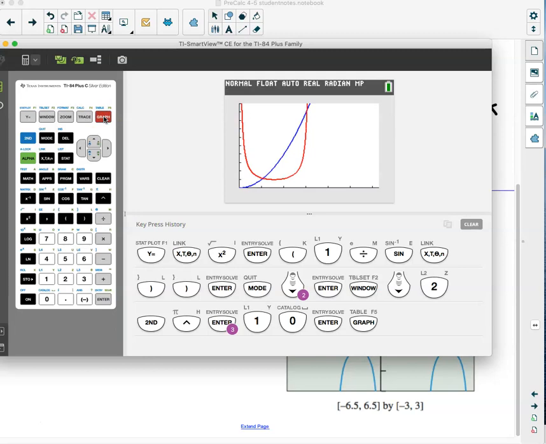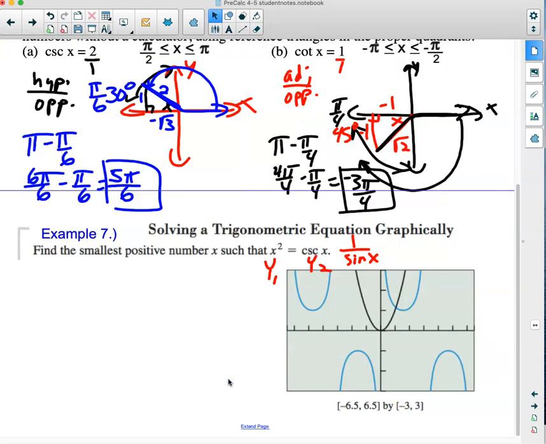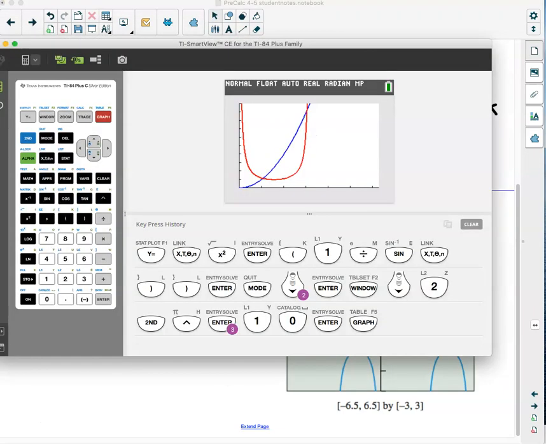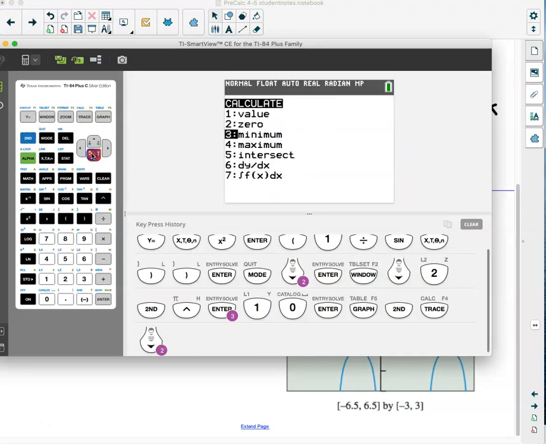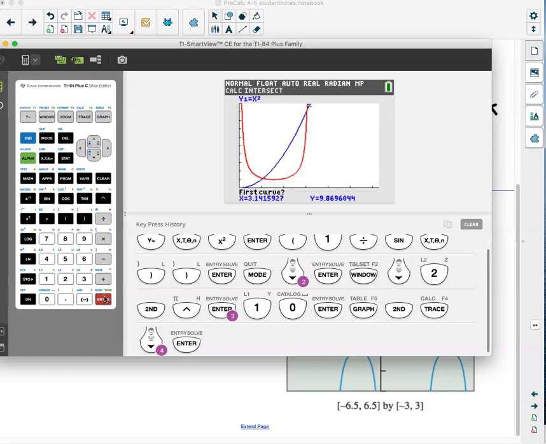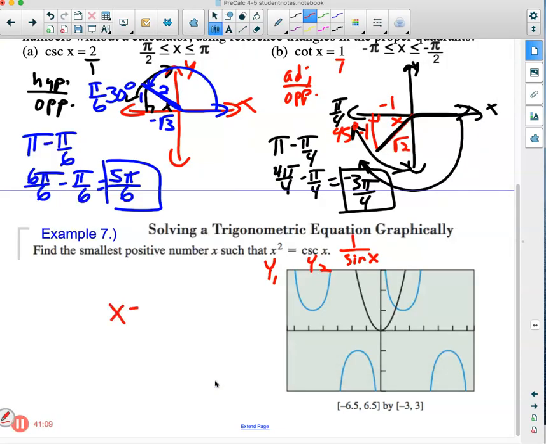There it is. So here's what they wanted. The smallest positive number, such that x squared equals the cosecant of x. Well, Blinky's sleeping under second trace. Blinky's been taking a long nap here. Blinky the pet cursor. We'll go to intersect number 5, and wowzers. That was not the smallest number, not the smallest x value. I need to get Blinky down here where the smallest x value would be. Enter, enter, enter. So there it is. Our x value is 1.068 to 3 decimal positions. There it is.